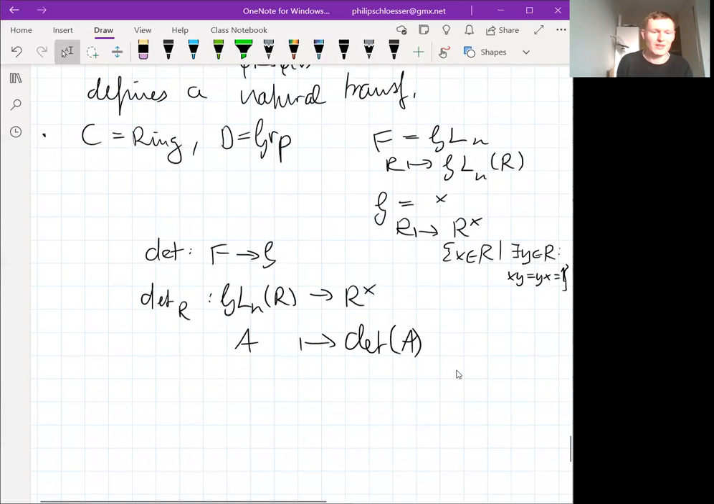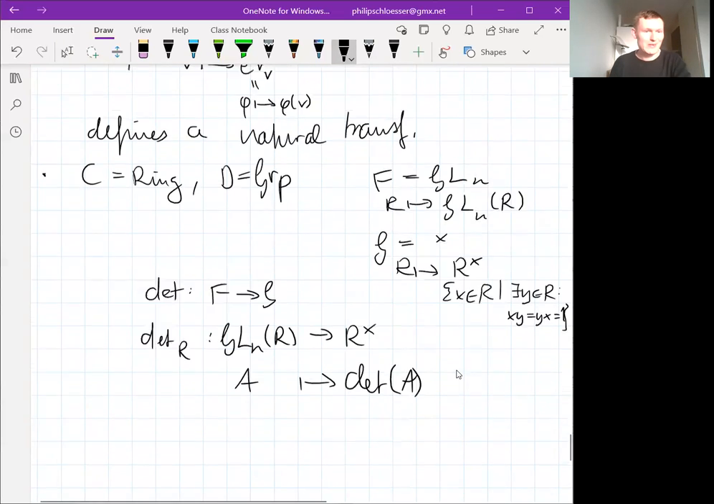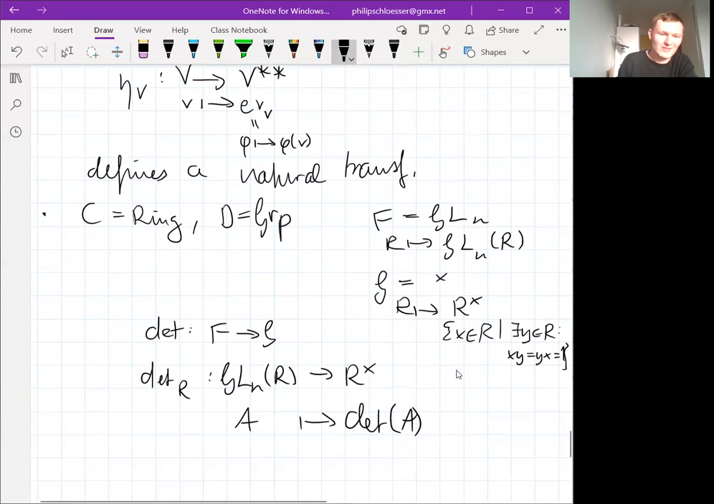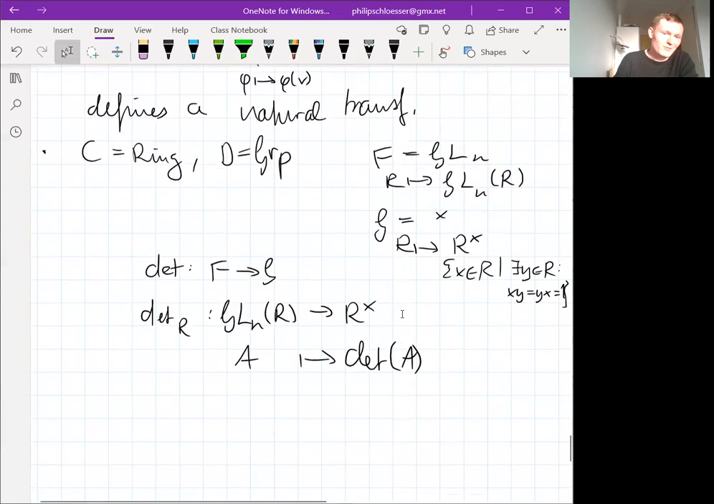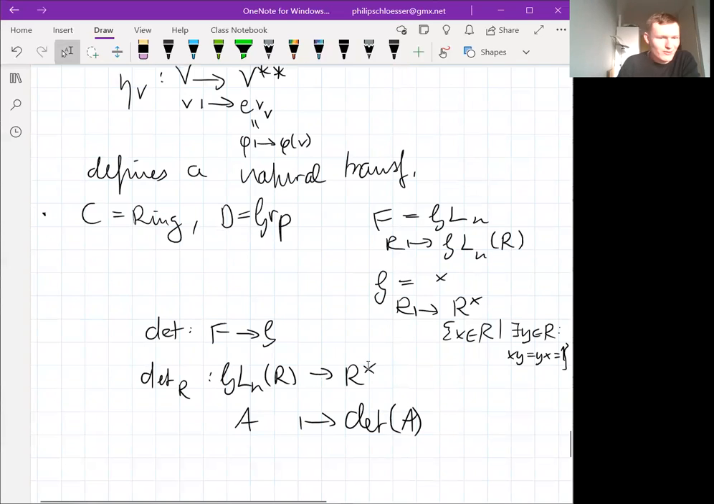Because important takeaway, this thing has to be a morphism. So this thing is a group homomorphism between GLNR and RX, which, yes, is the case. We could weaken it by saying that we have monoids or something, but please don't. Okay.